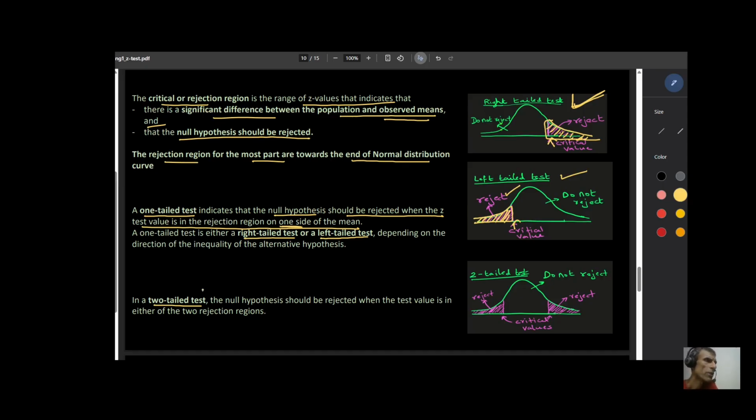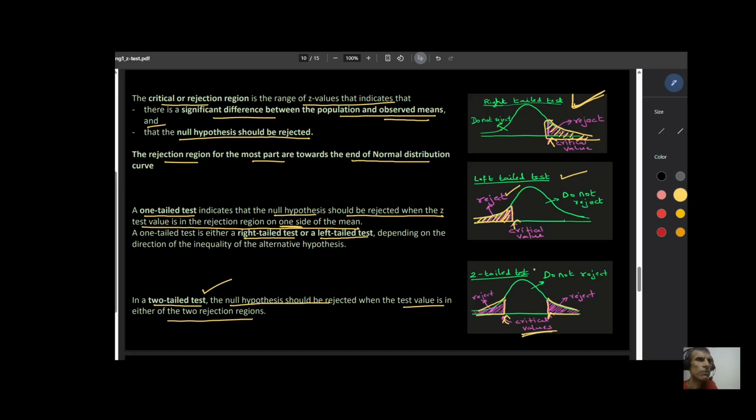Then you have the two-tailed test. In this case, the null hypothesis should be rejected when your test value is in either of the two rejection regions. So in a two-tailed test, your rejection region is going to be on this side and also on this side. These rejection regions are determined by these numbers right here, which are called critical values.